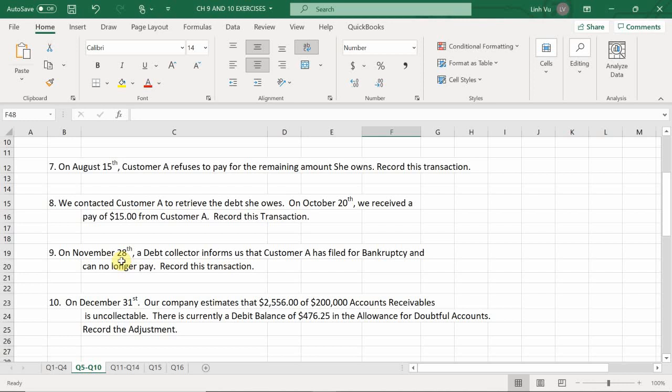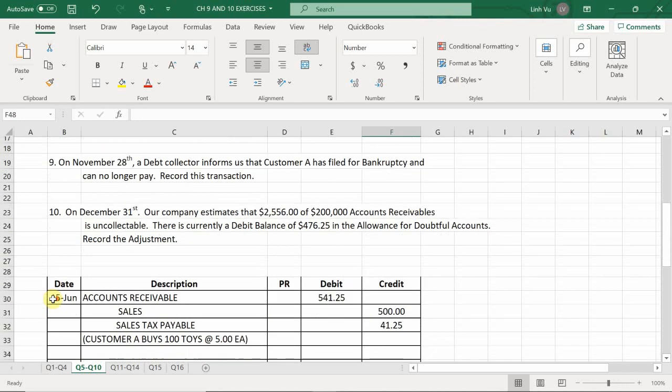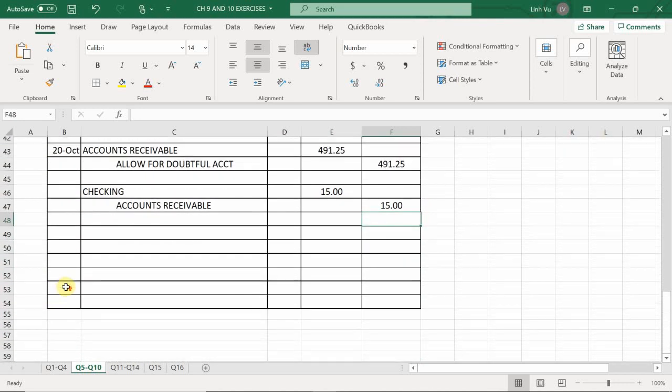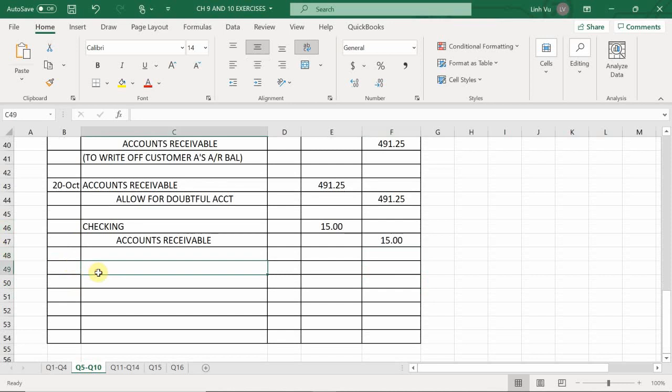Question number 9 says that on November 28th, a debt collector informed us that customer A has filed for bankruptcy and can no longer make payments. So let's go ahead and record this transaction. Now we have a conclusion. The result here is that it is a guaranteed bad debt, because a debt collector called us and said this person can no longer pay, so therefore it's going to become completely uncollectible.